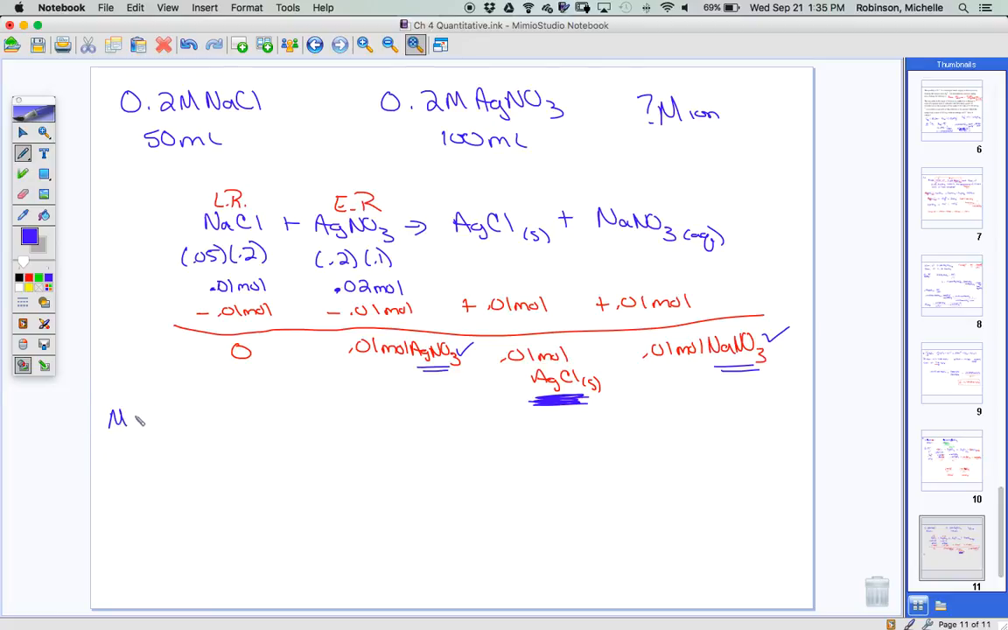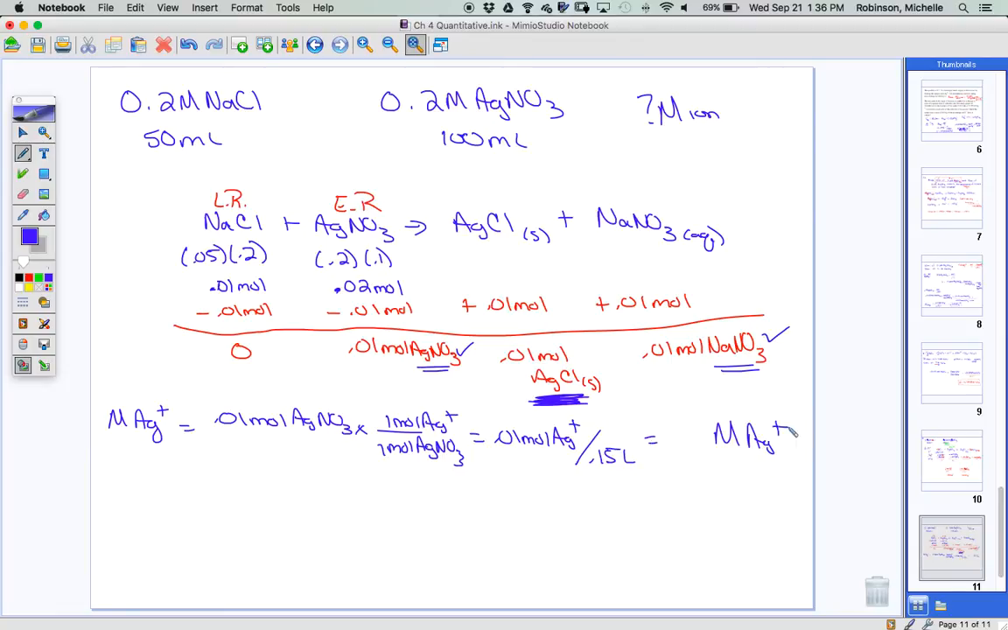All right, so what's the molarity of the silver ion? How many moles of silver Ag plus do you have in solution? 0.01, because it's 1 to 1, right? For every one of those, I'm going to get 1 Ag plus. You want me to write it out so you see it? You get 1 mole of Ag plus. So you have 0.01 moles of Ag plus in solution. What's the new volume? 150. So divide it by 0.15 liters, and you will have the molarity of the Ag plus.